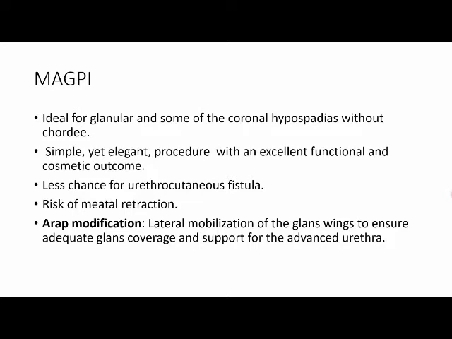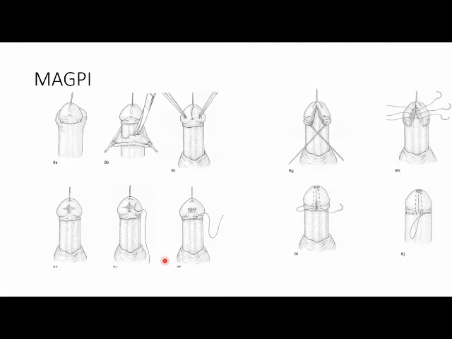And MAGPI is a simple but elegant procedure with an excellent functional and cosmetic outcome, and it has less chance for a urethrocutaneous fistula. But the risk associated with the MAGPI procedure is that there can be a chance for meatal retraction. So this is how we do a MAGPI procedure.